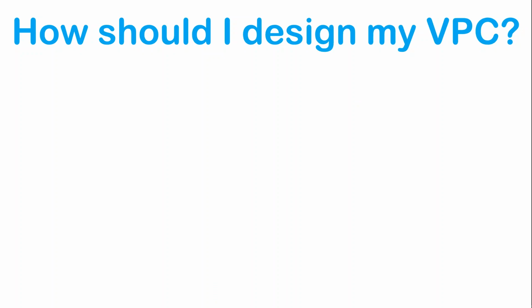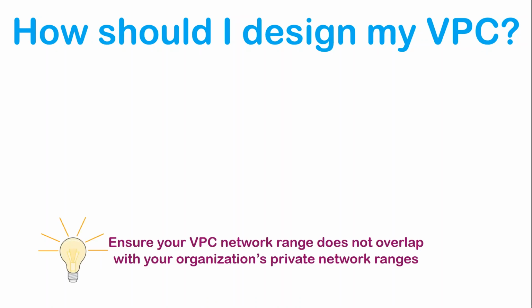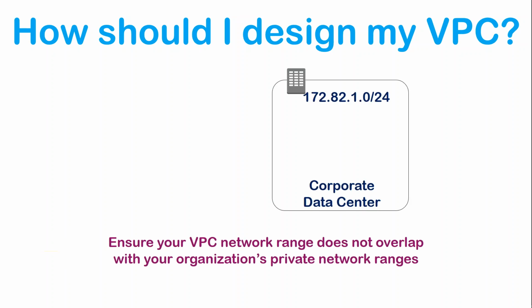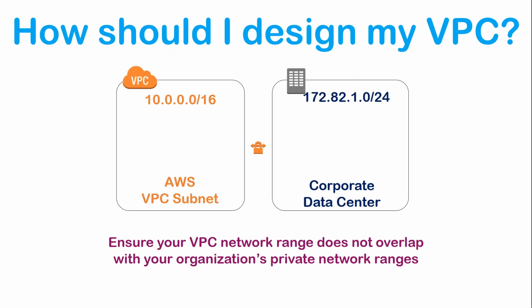The first thing that I would like you to think of is, if you are going to connect with your on-premise data centers or with your partners, then you should choose a VPC which is not going to overlap with their IP address range. For example, if your on-premise corporate data center has a 172 IP address series, then you should choose a VPC which will have something like a 10 series so that you won't have any overlapping or conflicting routings in your VPC.